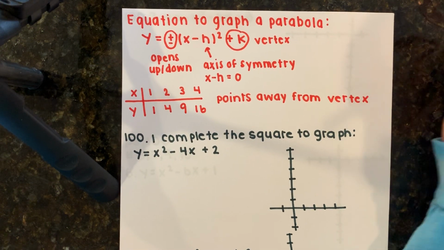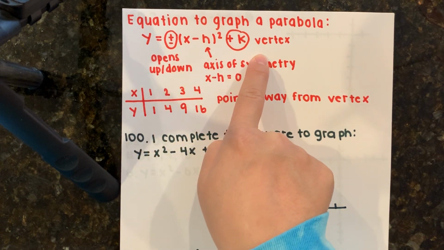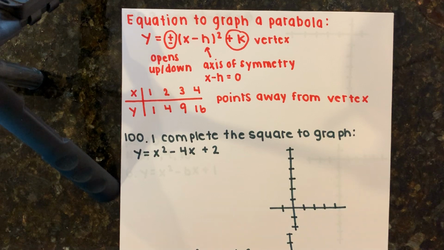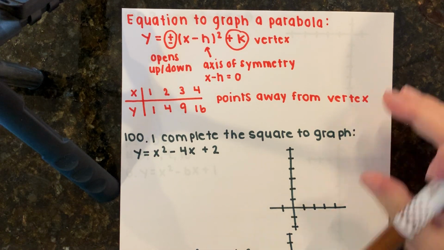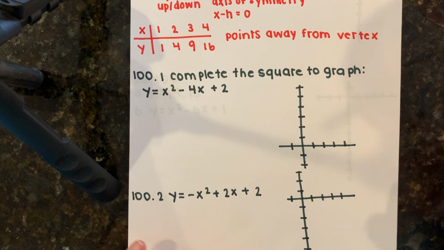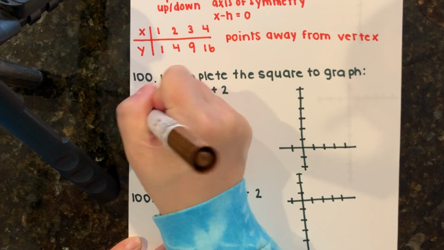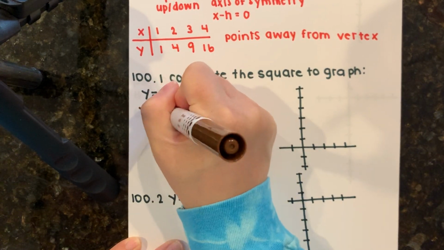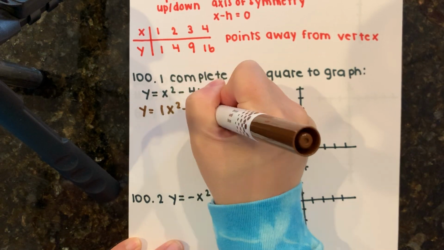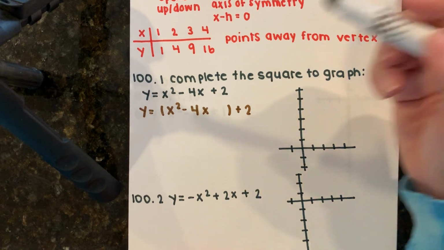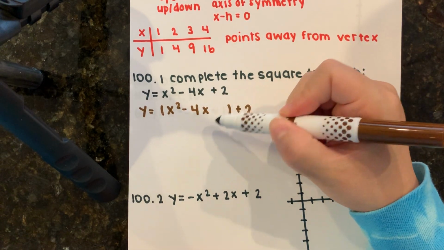So this is the equation that we're trying to get. And then I'll explain to you how you're going to come up with your parabola from there. So this one says complete the square to graph. So the first thing that you're going to do is you're going to put all the x's in parentheses. Leave a space and then do your plus 2. So this is what you're going to complete the square with.